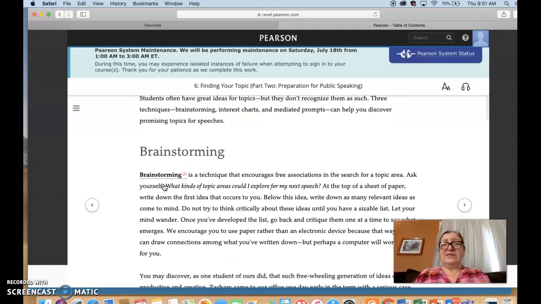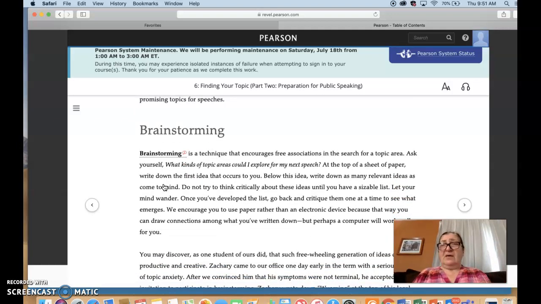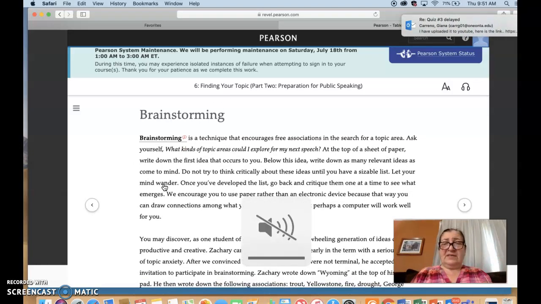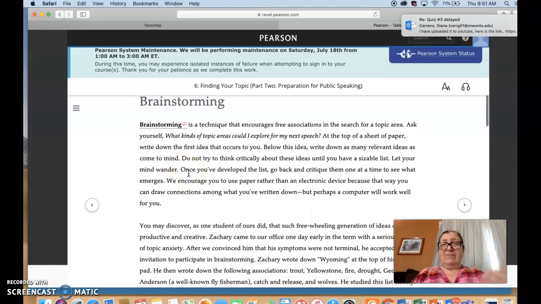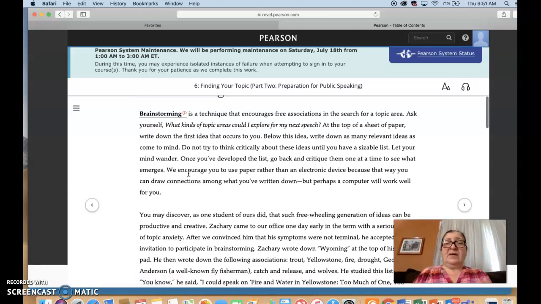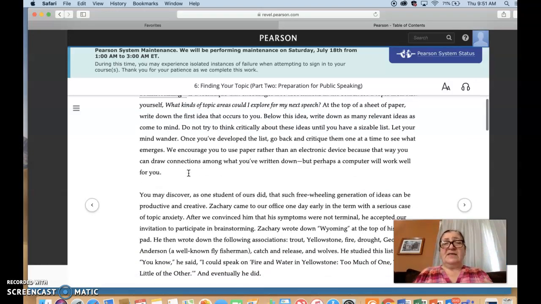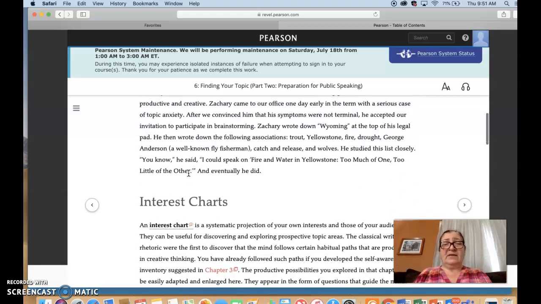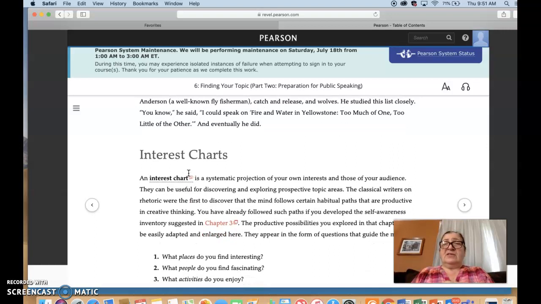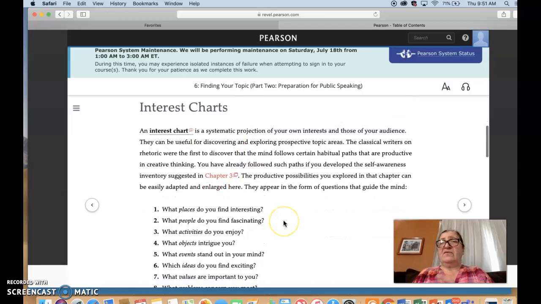It's easy to do a brainstorming session if it's just by yourself. Think about the topic areas that are possibilities, throw together a list of things as a result of brainstorming. Make a list of ideas and go over each idea, refine them. So the chapter talks about an interest chart, which is a projection of your interests and the interests of your audience.